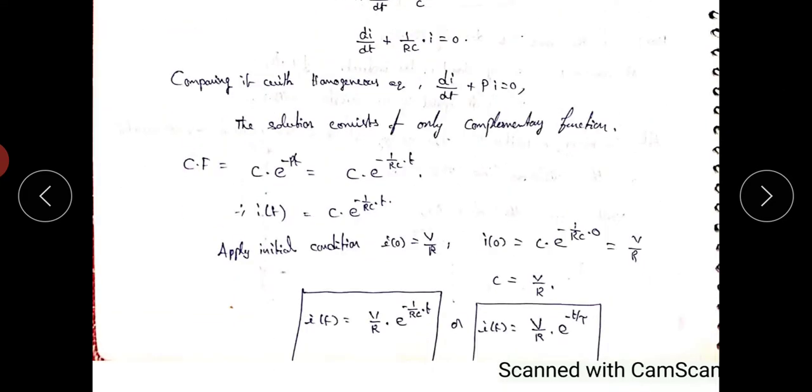Okay, here the time constant is RC. RC is called the time constant, and it is represented by tau. For a series RL circuit, the time constant tau equals L by R. For a series RC circuit, the time constant tau equals R into C.